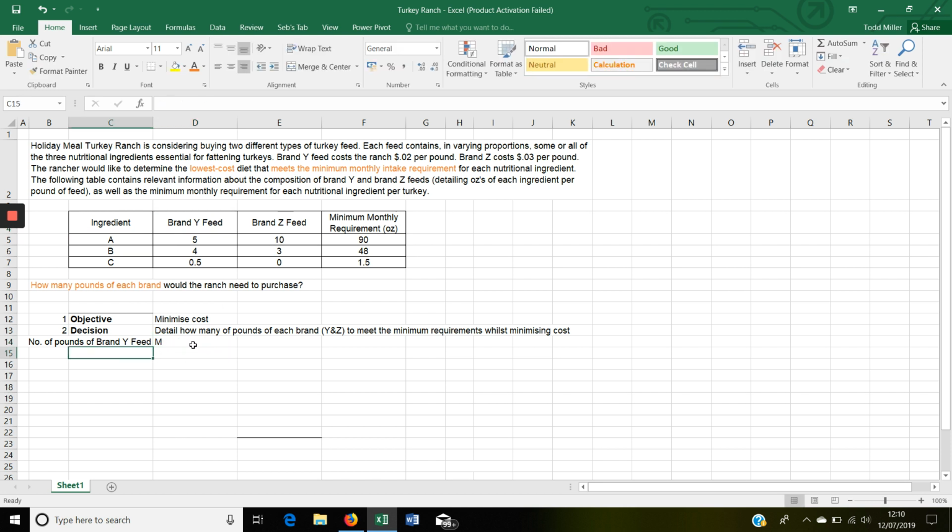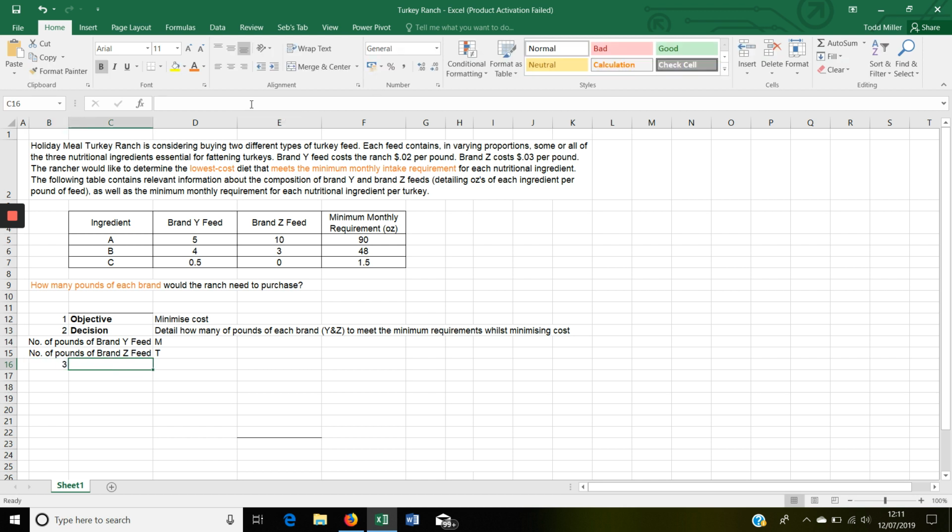And we have the number of pounds of brand Z feed, and we'll go for a letter T. If you see the letter T anywhere else in functions, the objective function or the constraints, T will represent the number of pounds of brand Z feed that we have.